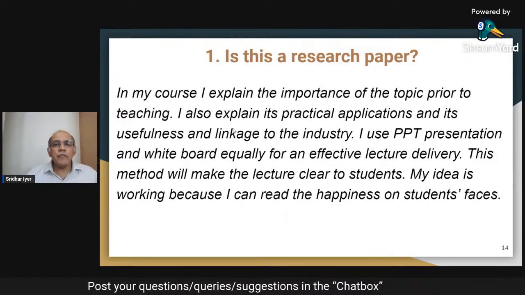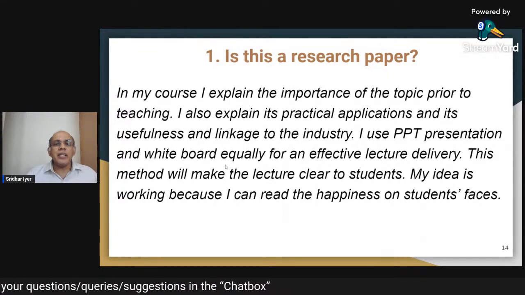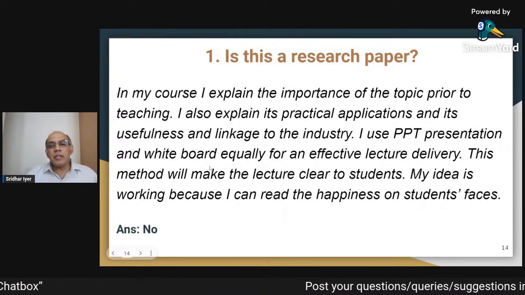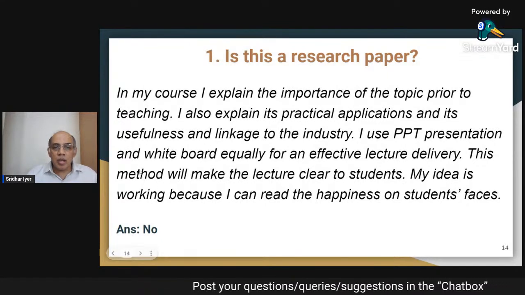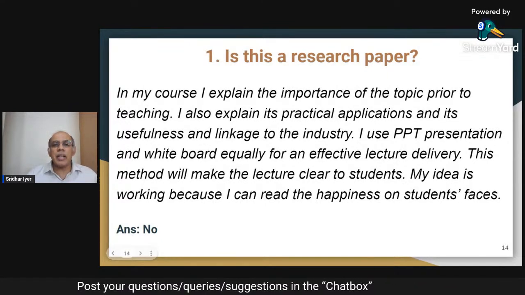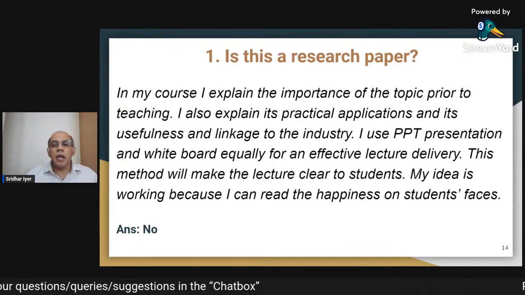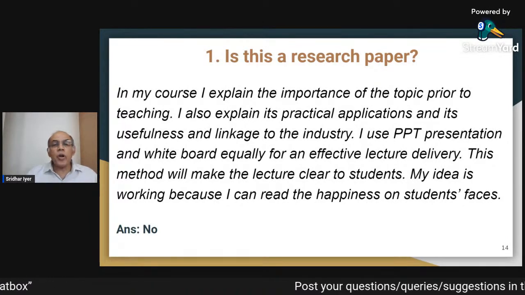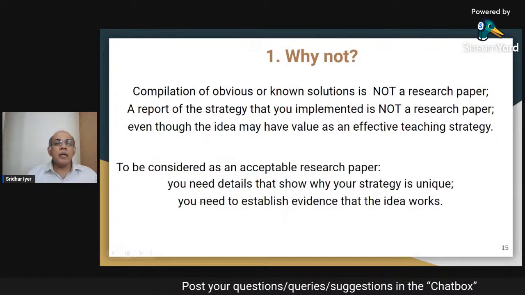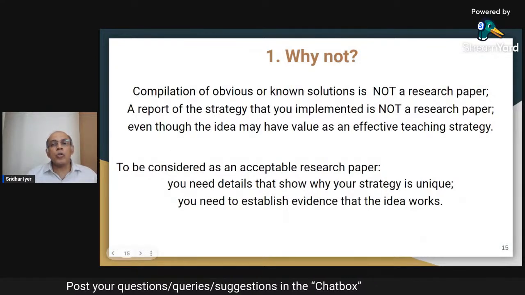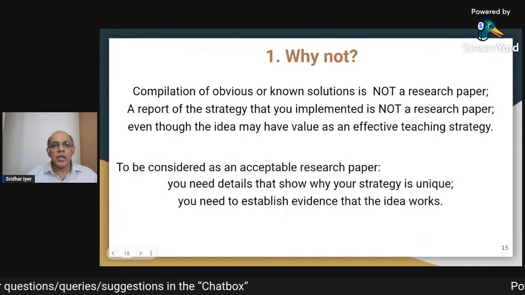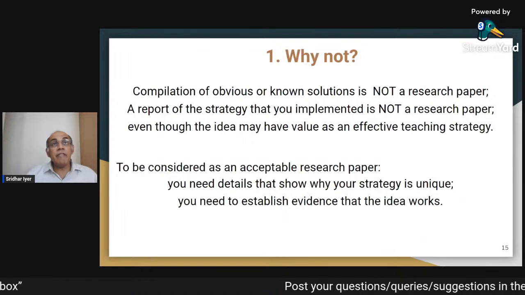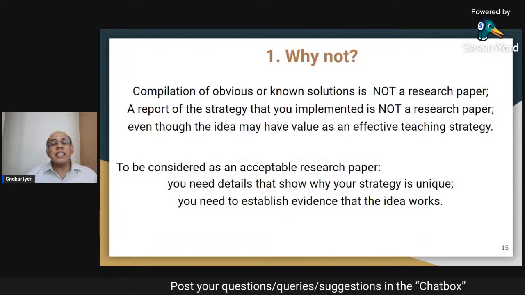Okay. So if you have thought about this, what we find is that this is not a research paper. Okay. So many teachers say this, that I am doing all this work, I am delivering it much better than my predecessors. So therefore, what I am doing is research. So the key point here is that compilation of obvious or known solutions is not a research paper. A report of the strategy that you implemented is also not a research paper, even though the idea may have value as an effective teaching strategy.